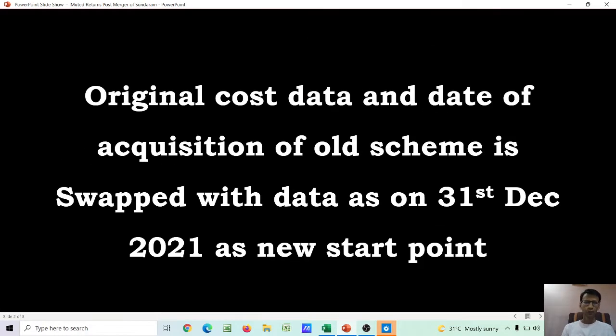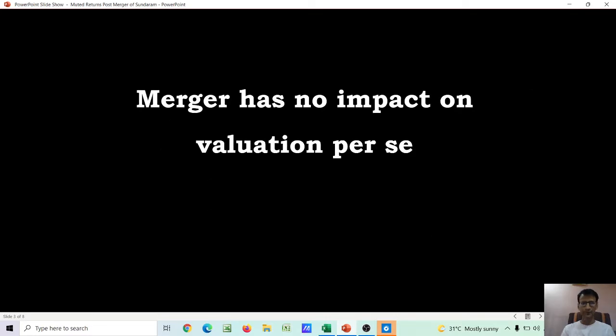Now, original cost data and the acquisition data of old schemes, whether Sundaram or Principal, are eliminated, deleted, and swapped with the data as on 31st December 2021 as the new starting point. Logically speaking, merger has no impact on valuation per se, but it will have an impact on your overall portfolio's rate of returns as a weighted average. How it will be, let me show you through an example.